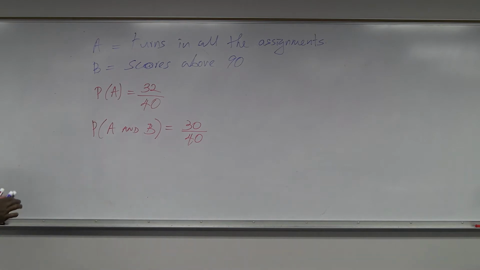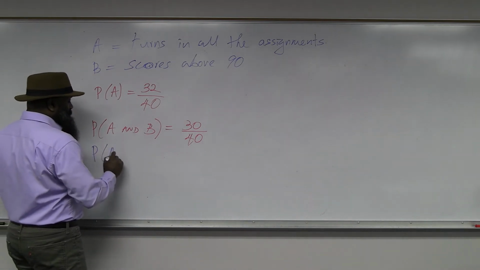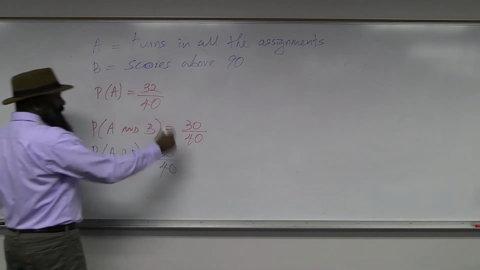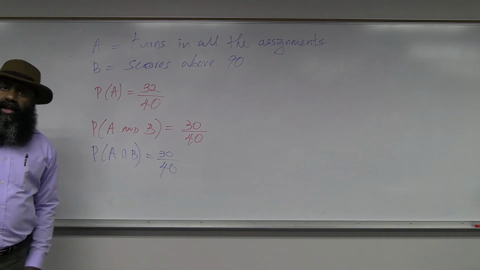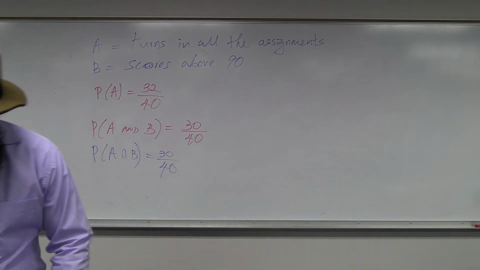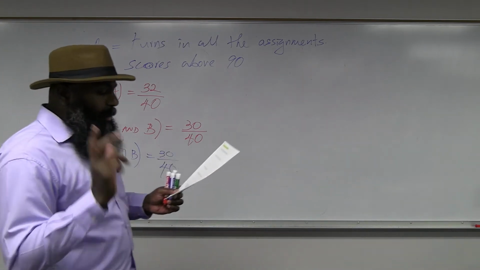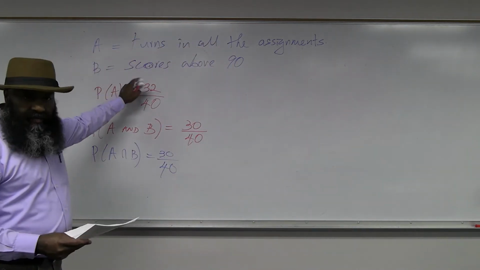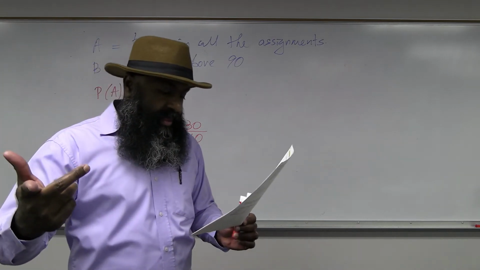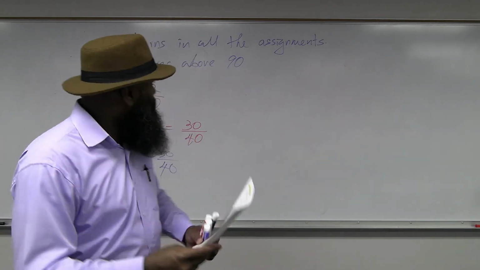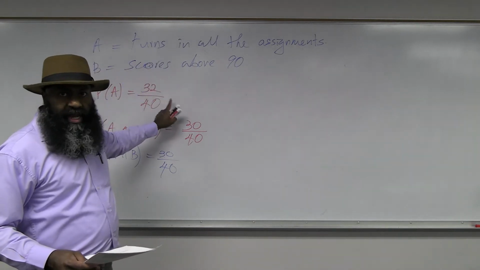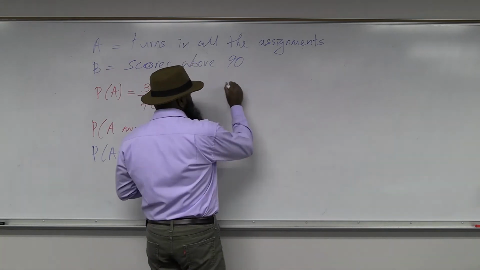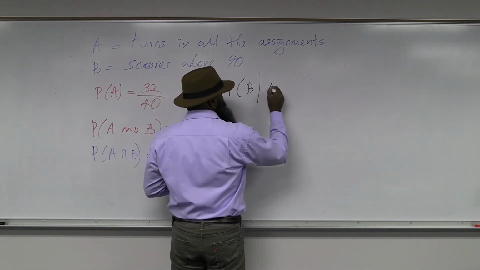Now this means the probability of A intersection B is equal to 30 out of 40. So you can use either way of writing. Whichever is convenient for you, you can use that notation. And what we have to find is the probability that a student scores 90 or above, probability of B, given that the student turned in all the assignments. Probability of B given A. That's what I need.